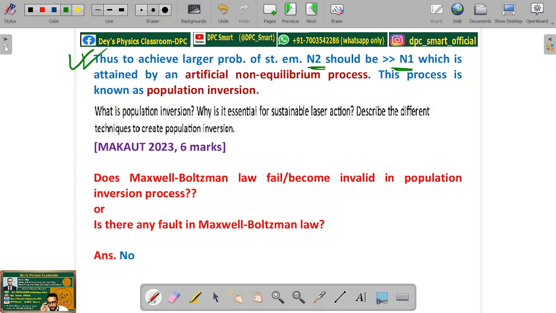To increase the stimulated emission probability, according to my first condition, what do we have to do? The population of N2 should be very much greater than the population of N1. The population of the excited state level must be much higher than that of the ground state level. And this is done by an artificial means, an artificial non-equilibrium process. We can achieve that, and this process is called population inversion.